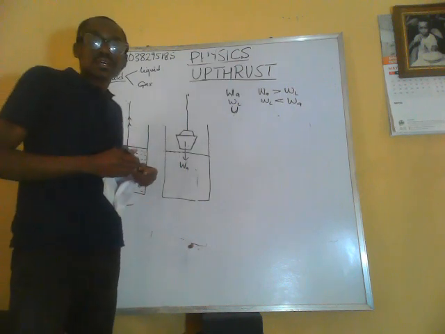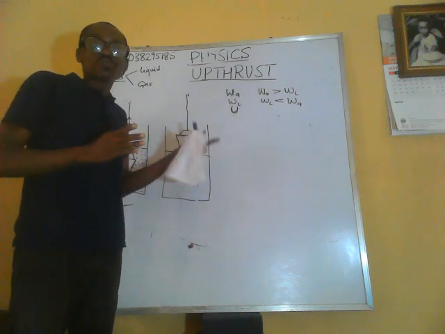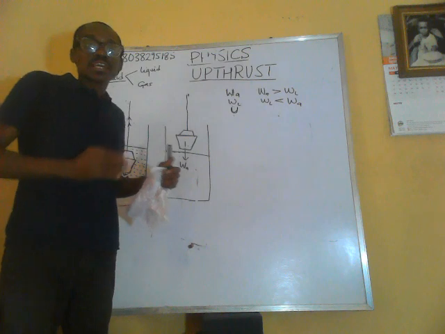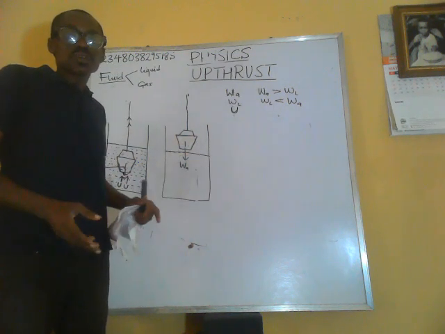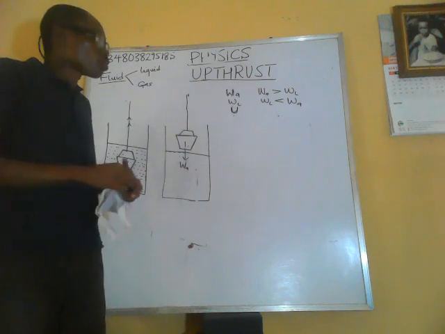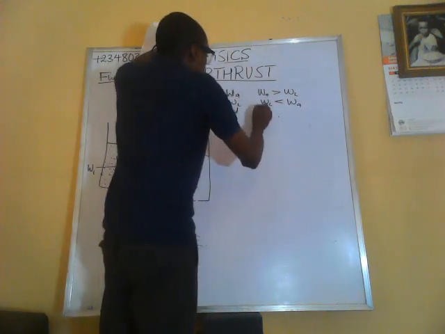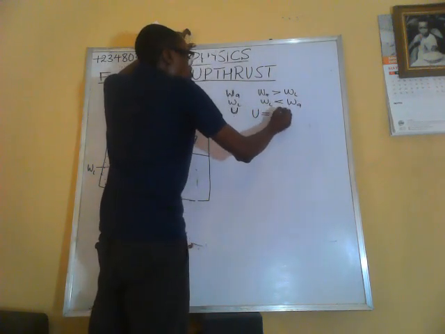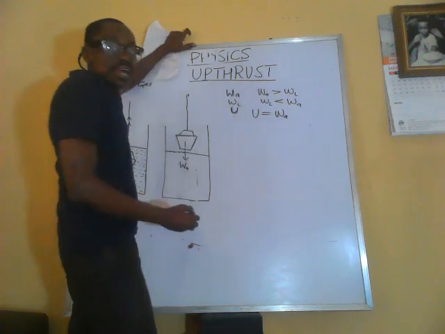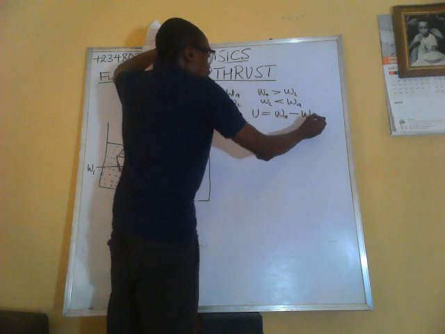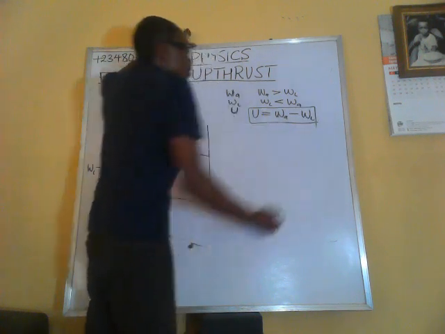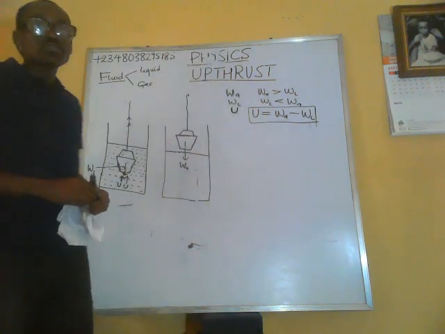The difference between the weight of the bucket of water in air minus the weight in the liquid, which in this case we are using water, gives you the upthrust. So upthrust U is equal to weight in air minus weight in liquid. So this is the upthrust here. So how can you define upthrust?